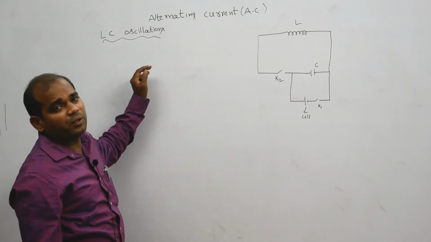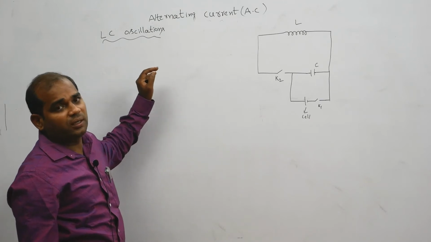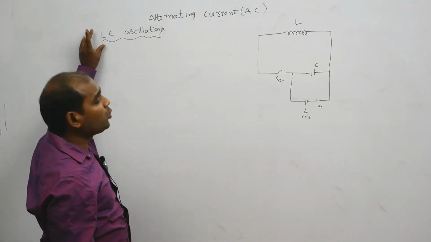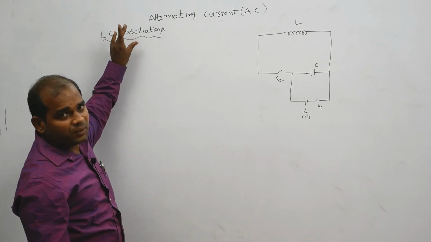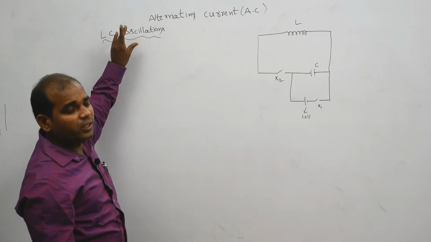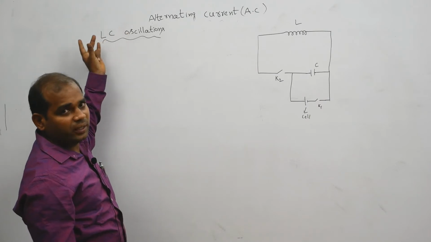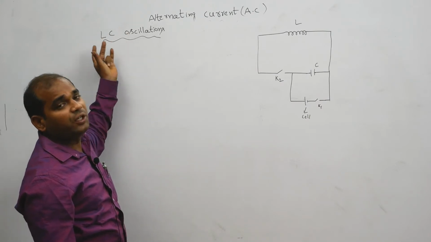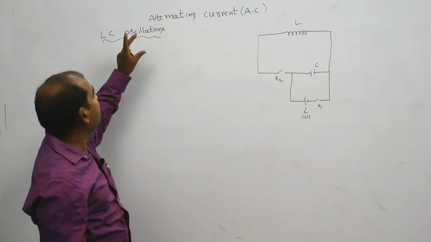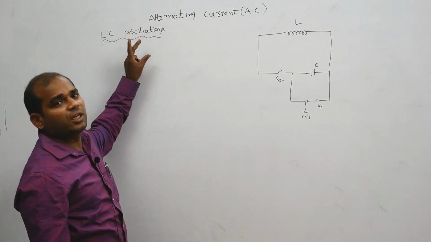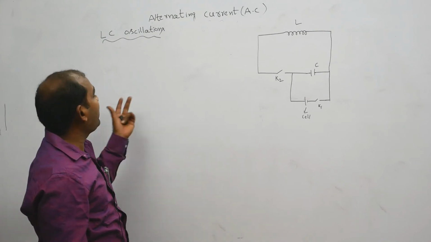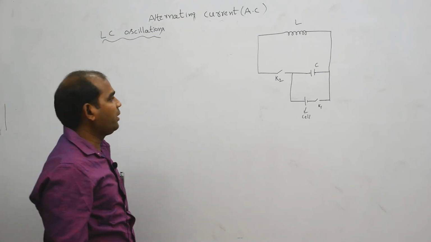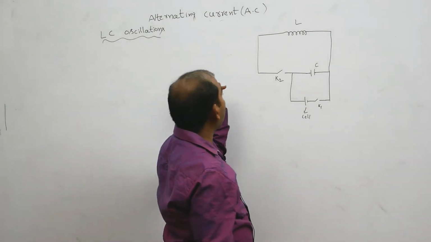In this topic we are going to understand that the energy stored in the inductor gets transferred to the capacitor, and the energy stored in the capacitor transfers to the inductor, and vice versa continuously. So that's why oscillations are produced sinusoidally, meaning the energy gets transferred between L and C sinusoidally. So let's see this. That's why it's called an LC oscillator.